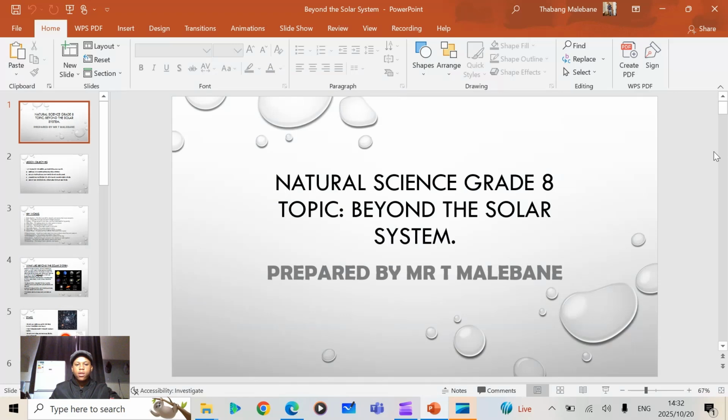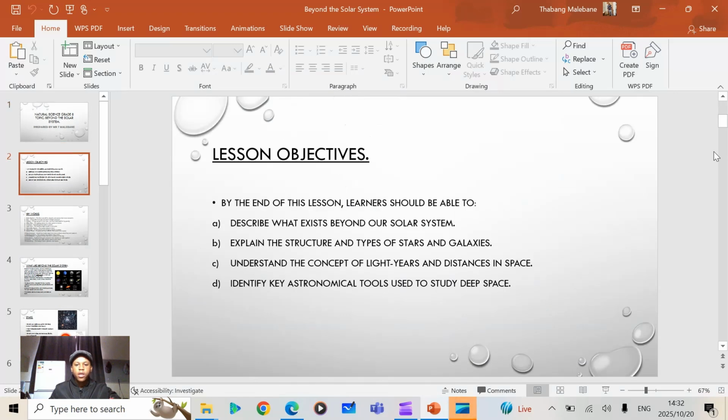First of all, we're going to start with the lesson objectives. By the end of this lesson, learners should be able to describe what exists beyond our solar system, explain the structure and types of stars and galaxies, understand the concept of light years and distance in space, identify key astronomical tools used to study deep space.